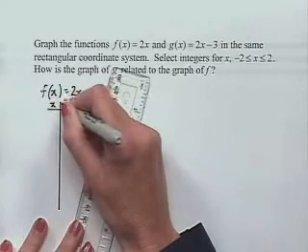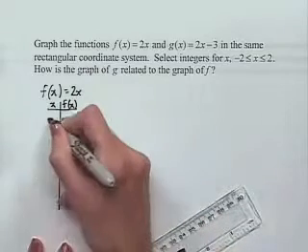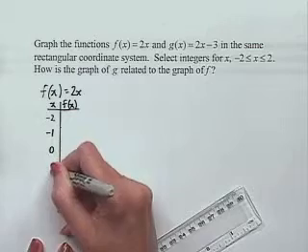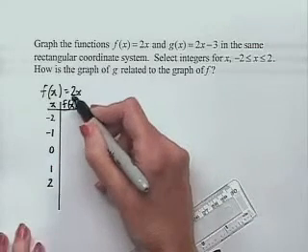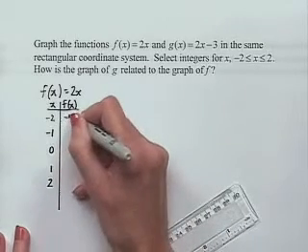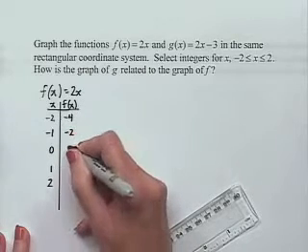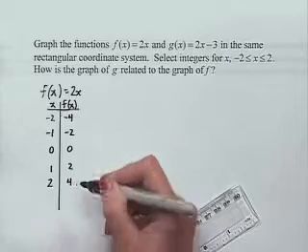Here's x, and here's f of x, which is the same as our y value. We're going to substitute in values of x: negative 2, negative 1, 0, 1, 2. Notice that in this function, we're going to end up doubling the input value. So if we double negative 2, we get negative 4. Doubling negative 1 gives us negative 2. Doubling 0 is 0. 1 times 2 is 2. 2 times 2 is 4.